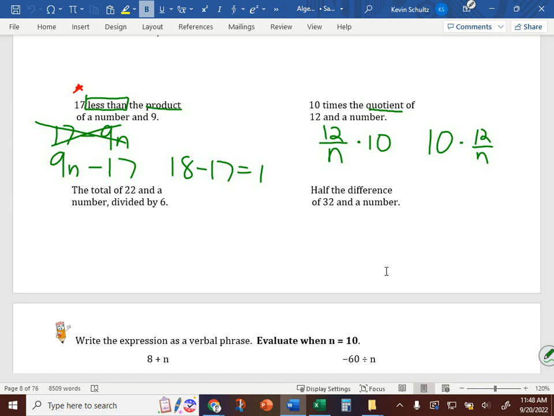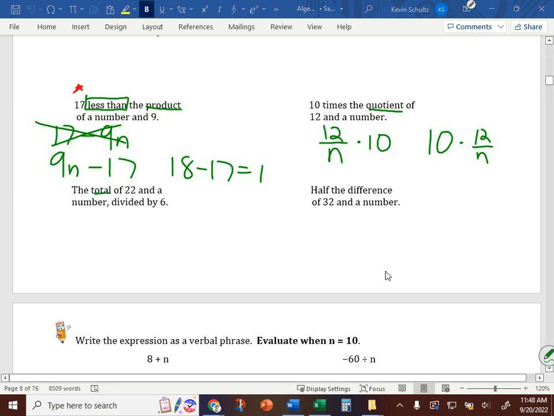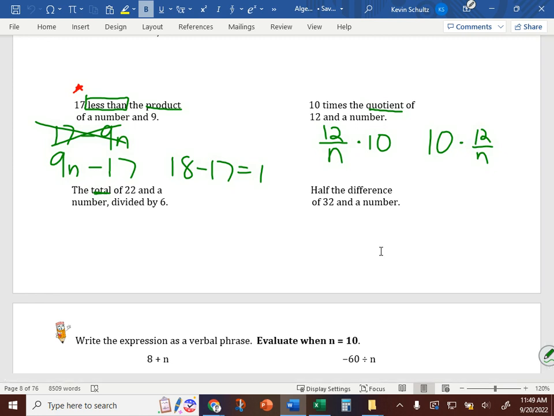All right, I got to do something first here. Okay, what does the word total mean? For some reason, it's not writing on the board right now. Hold on. There you go. What does the word total mean? What operation? Addition. Good. Okay, so we're taking the total of 22 and a number.